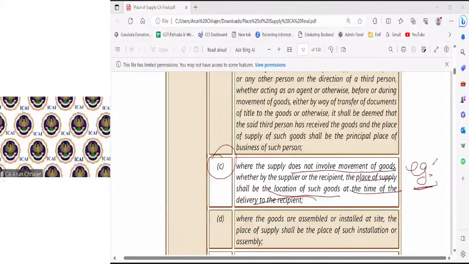Can you tell me what could be the appropriate example for the clause C? Means an example where supply does not involve the movement of the goods. What could be the example when you are selling, but as a sale, there is no movement? How could it be? I'm asking for the example.